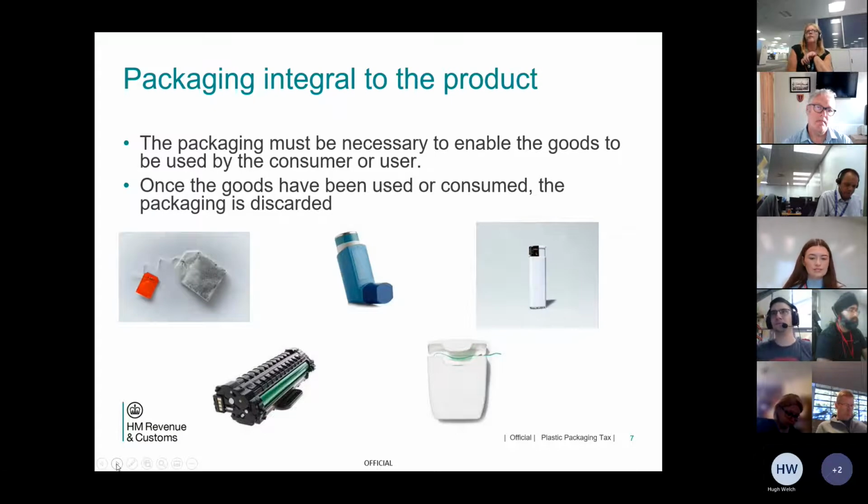I said I will cover in more detail the three categories that clarify plastic packaging components which are out of scope. These are set out in the secondary legislation, and the first category is packaging components that are designed so that the packaging component is an integral part of the goods sold to a user or consumer, necessary to enable the goods to be used by the user or consumer, and discarded by the user or consumer once the goods inside are consumed or with the goods.